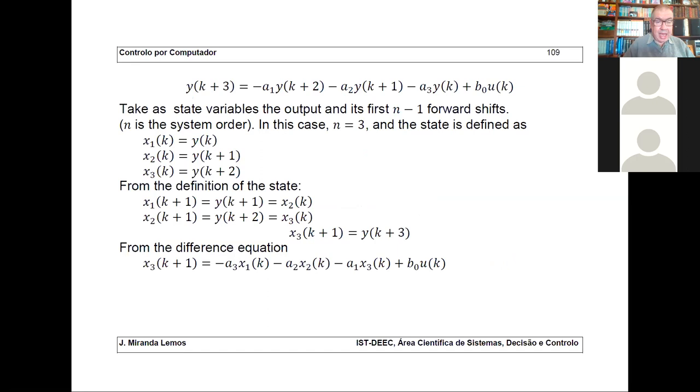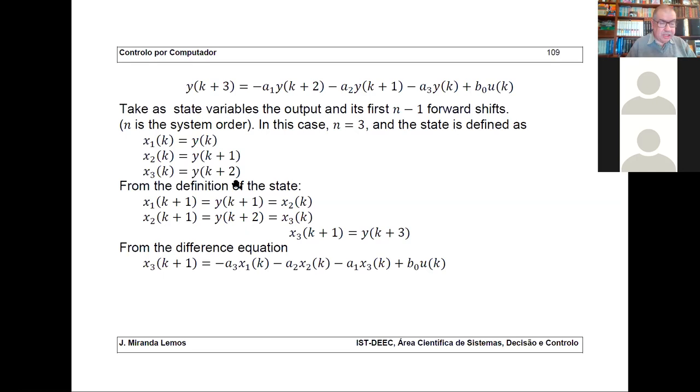Now, according to this approach to get the state, you take as the state the output and the first n minus 1 forward shifts. Okay, so in this case, n is equal to 3. So you take y of k as a state, n is 3, so n minus 1 is 2. So you take as state variables the shifts of y up to order n minus 1, which is k plus 2. Okay, so your x1 of k is y of k, x2 of k is y of k plus 1, and x3 of k is y of k plus 2.